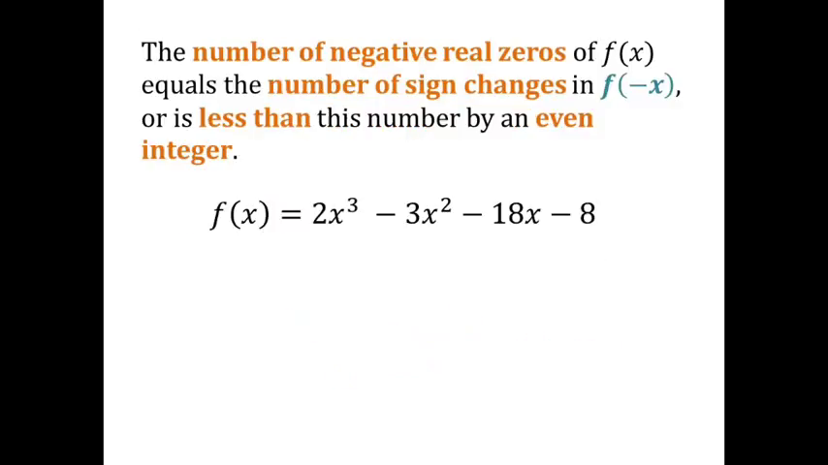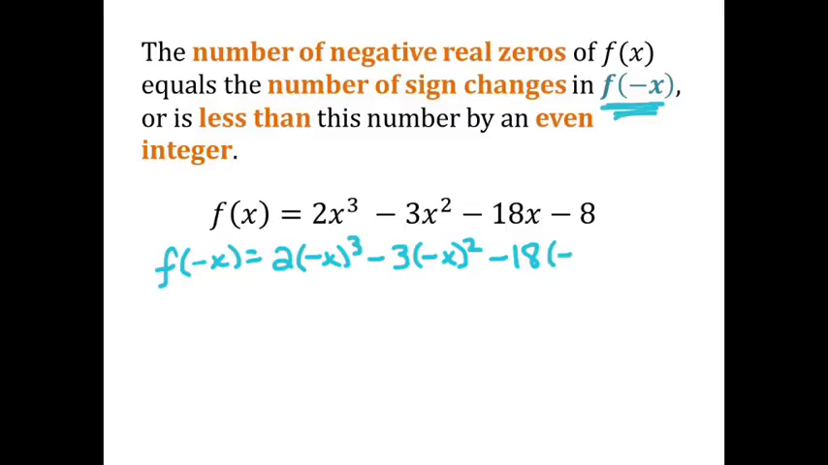Let's look at the second part of the rule. It tells us that the number of negative real zeros of f of x equals the number of sign changes in f of negative x, or is less than this number by an even integer. So to try this part of the rule, we're going to plug in negative x. So I get 2 times negative x cubed minus 3 times negative x squared minus 18 times negative x minus 8. And let's do some simplifying here.